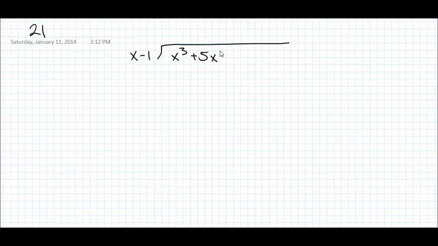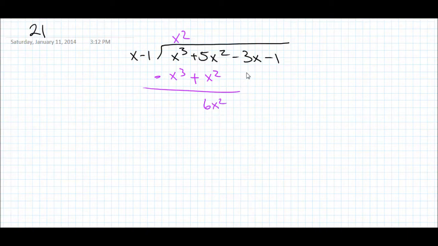Number 21. Okay, our divisor is x minus 1. And we're dividing x cubed plus 5x squared minus 3x minus 1. Alright, to get that x to be x cubed, we have to multiply it by x squared. So that'd be x cubed minus x squared. We got to change our signs. So that goes 0. 5x squared plus x squared ends up being 6x squared. Drop the next coefficient down, minus 3x.